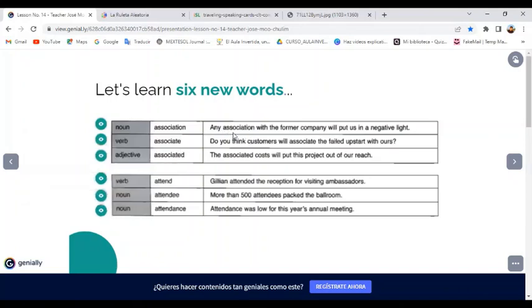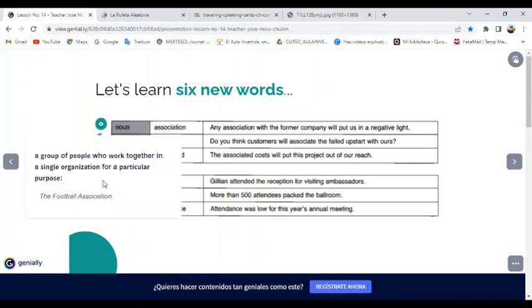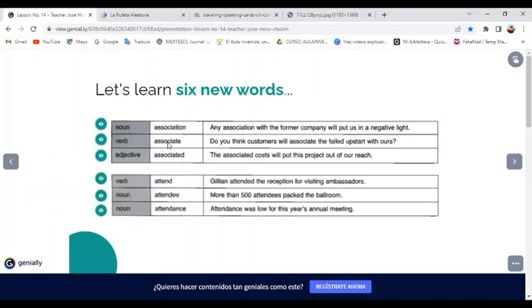For example, here we have: any association with the former company will put us in a negative light. A group of people who work together in a single organization for a particular purpose. For example, the Football Association. Es un grupo de personas que trabajan juntas para una sola organización con un propósito en común o particular. Es una asociación. Igual en español.